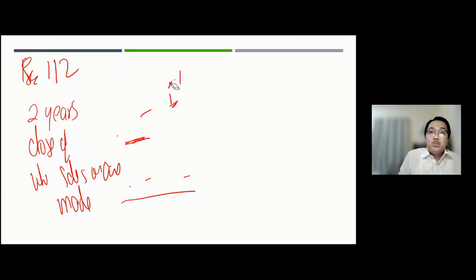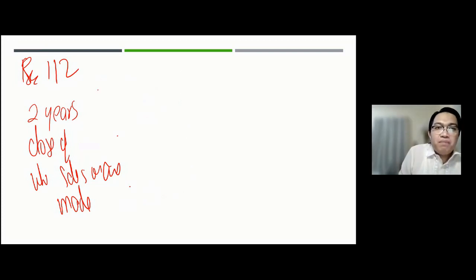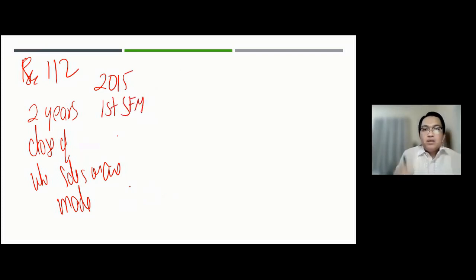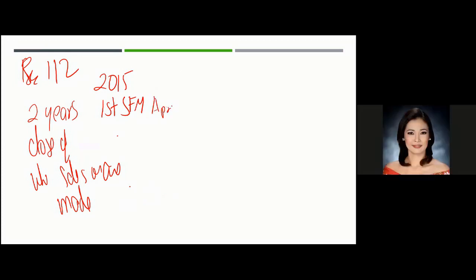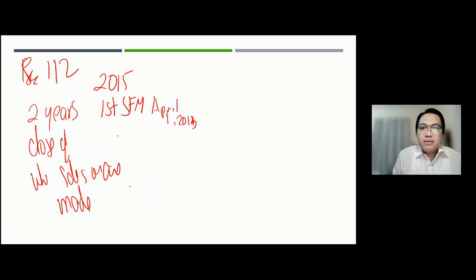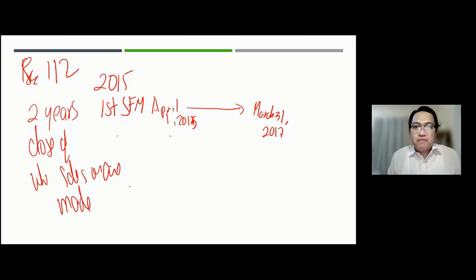Okay. Assuming the period involved is 2015. First quarter sale. January, February, March. So the 2-year period will commence on April 1, 2015 until March 31, 2017. Yan ang 2-year period mo. Okay? April 1, 2015 up to March 31, 2017.